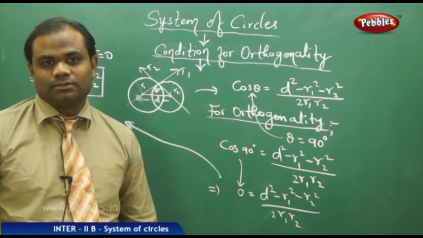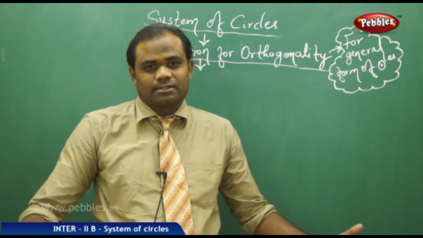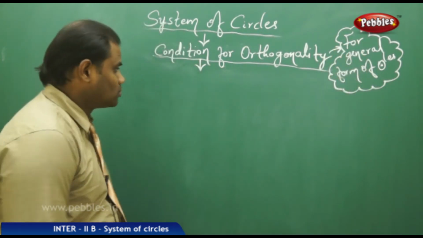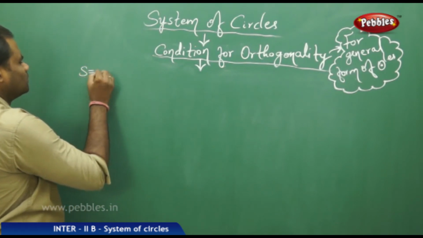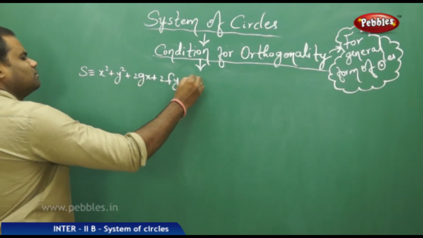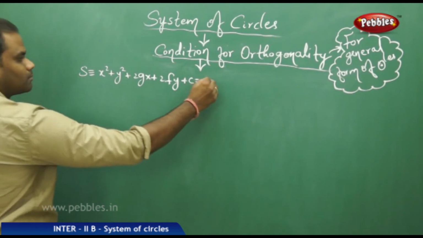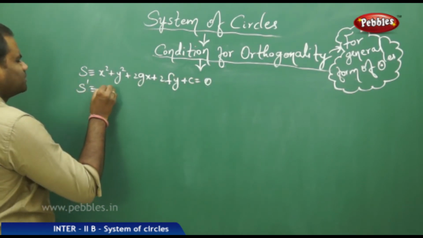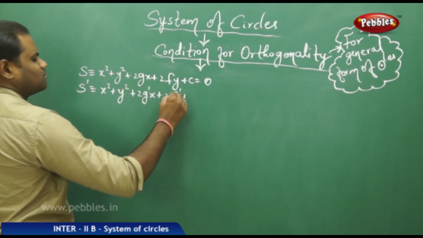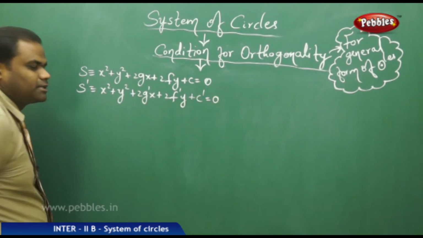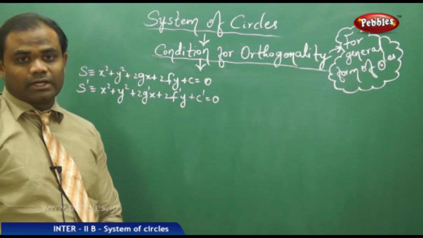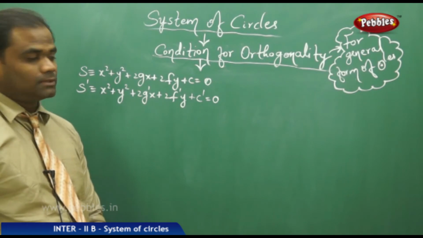Now let's find the condition for orthogonality for the general form of circles. That is, if the two circles are given in the form S: x square plus y square plus 2gx plus 2fy plus c equals 0, and S dash: x square plus y square plus 2g dash x plus 2f dash y plus c dash equals 0, then we need to find the condition for orthogonality for these two general forms of circles.